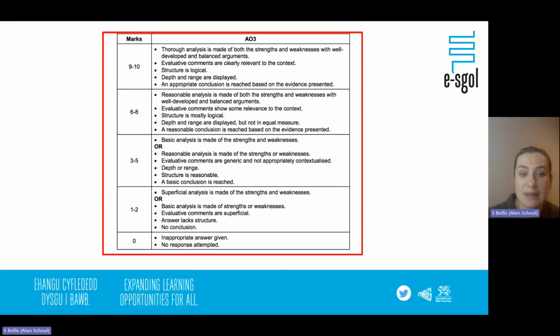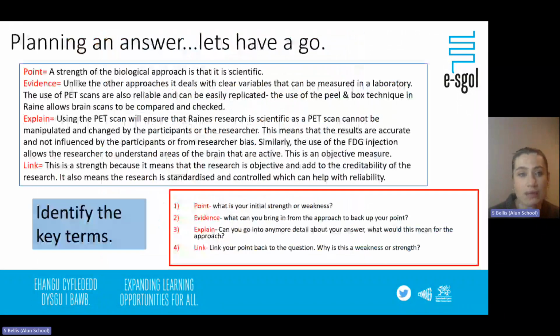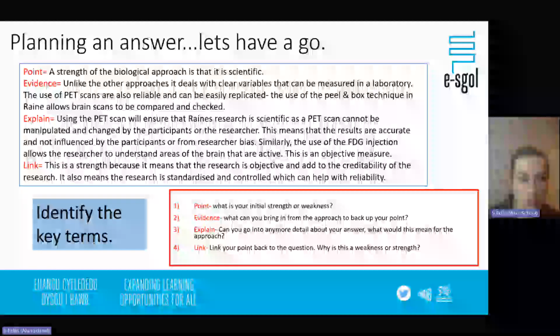Depth and range are displayed. Now range is difficult because it's only one point that we're making here. But I think we are sort of starting to make some really good progress with that evaluation paragraph. So I hope that's really helpful, that you can see that in practice after we've just been through the content of the approach.